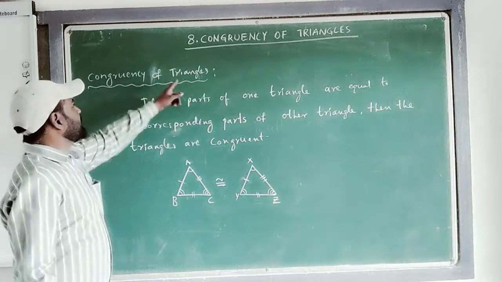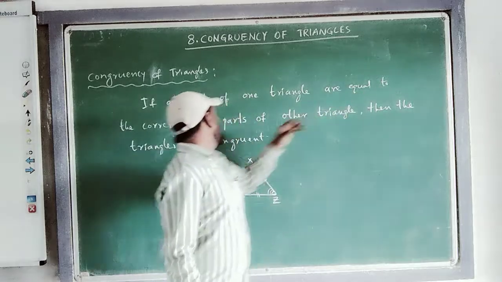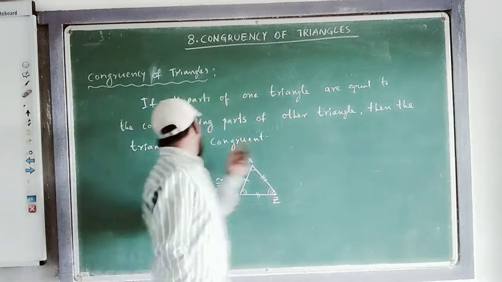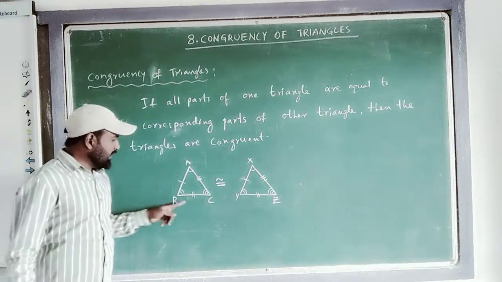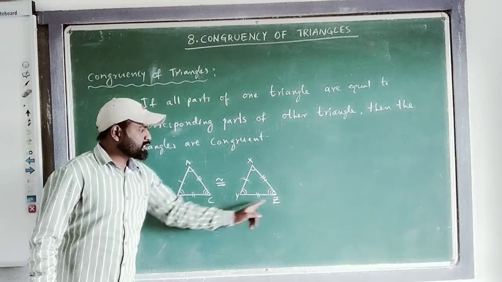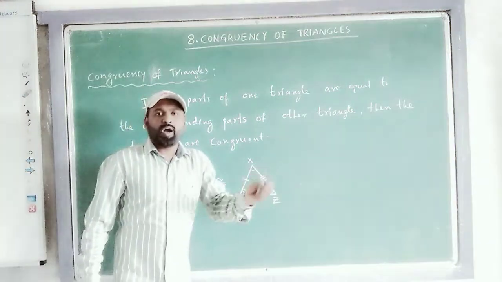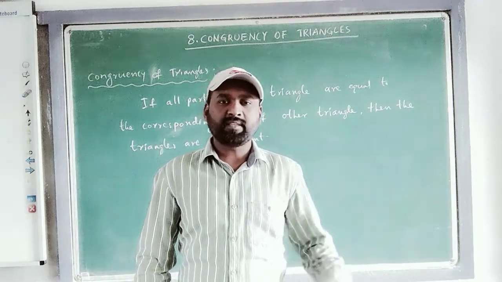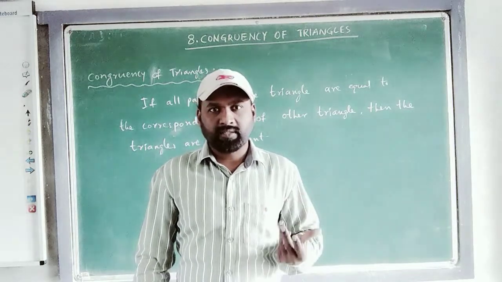Congruency of triangles. If all parts of one triangle are equal to the corresponding parts of another triangle, the two triangles are congruent. For example, you see triangle ABC and triangle XYZ. There are two triangles. What parts will a triangle have? Three sides, three angles and three vertices. All the three sides, three angles and three vertices.